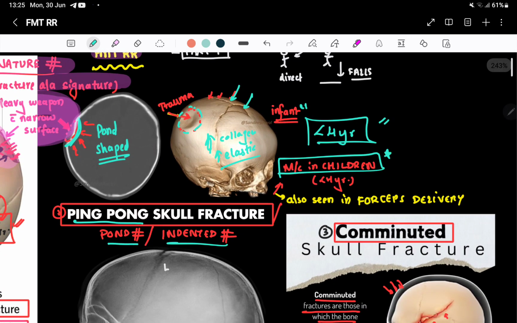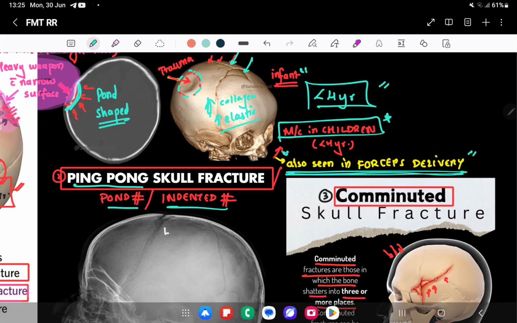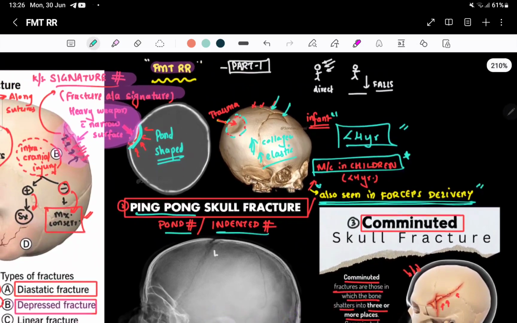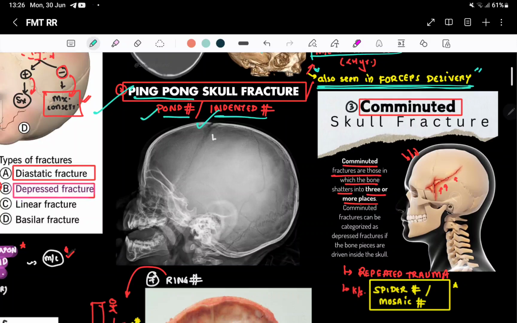This is the most common fracture in children, and also seen in forceps delivery. When you apply the forceps delivery in OBG, this fracture can also be seen. Okay, this is ping pong fracture or pond fracture or indented fracture.